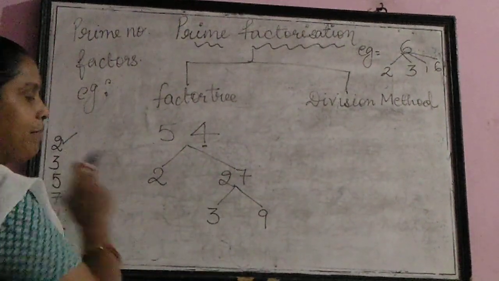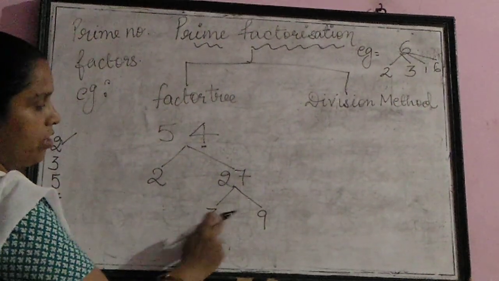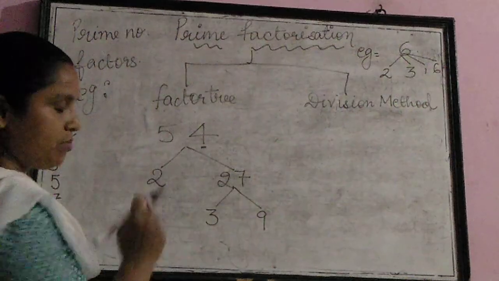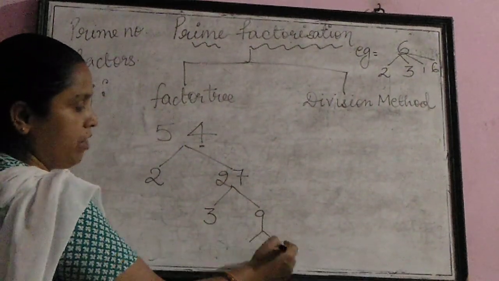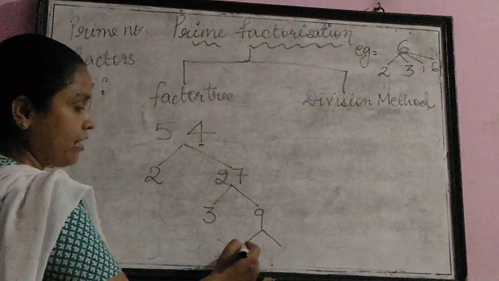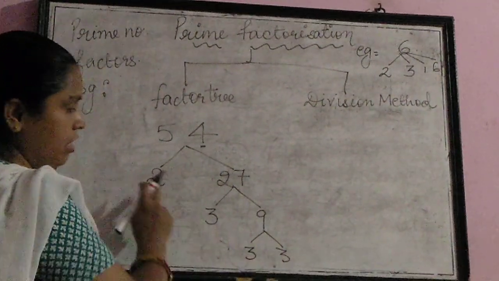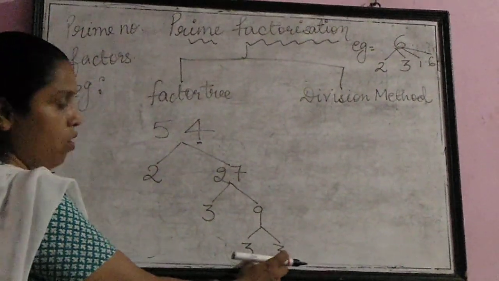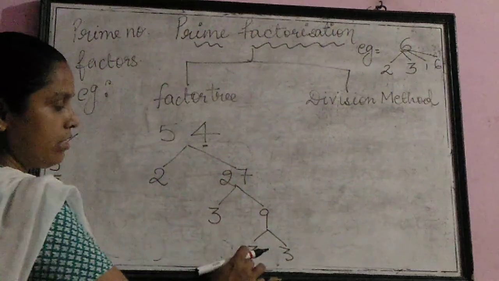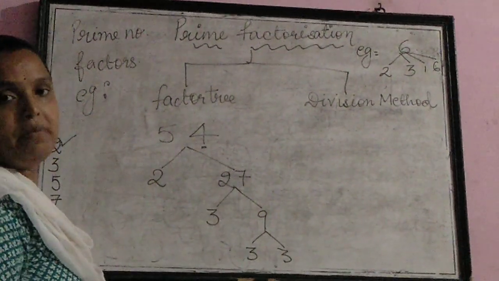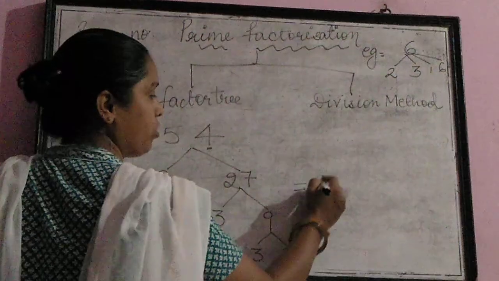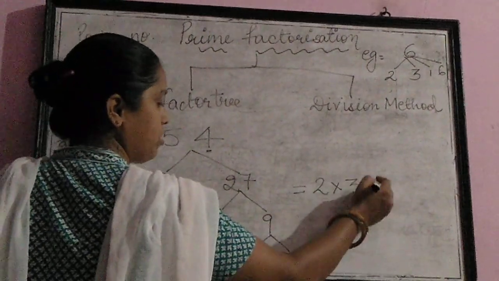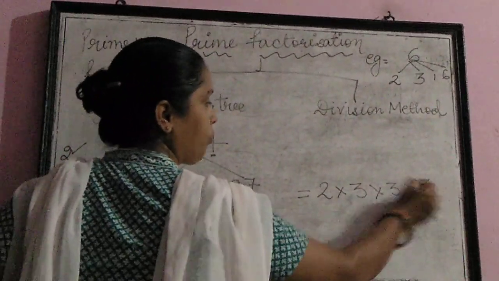See, 3 is a prime number, so I am taking 3 here. 3 times 9. Again 3 is a prime number, so no factors of 3 will be made again. For 9, the factors are 3 times 3. See, it has stopped here now. I got all the prime numbers. Once I get the prime numbers, that means my factor tree is over. Write all the prime numbers as the product: 2 times 3 times 3 times 3.